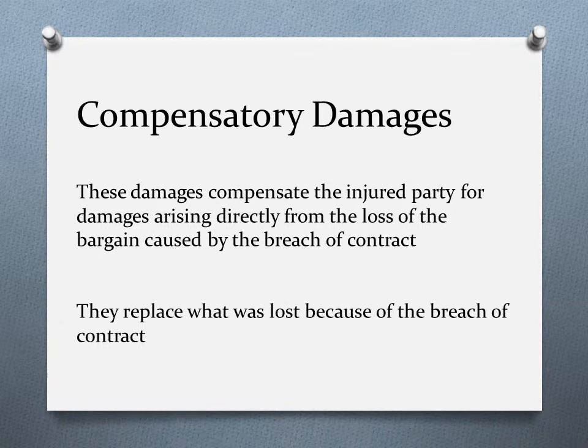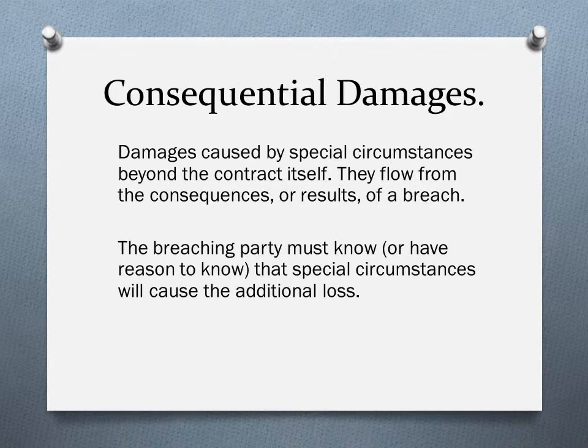Now, compensatory damages. These damages compensate the injured party for damage arising directly from the loss of the bargain caused by the breach of contract. They replace what was lost because of the breach of contract. Consequential damage is caused by special circumstances beyond the contract itself. They flow from the consequences or results of a breach. The breaching party must know or have reason to know that special circumstances will cause the additional loss.